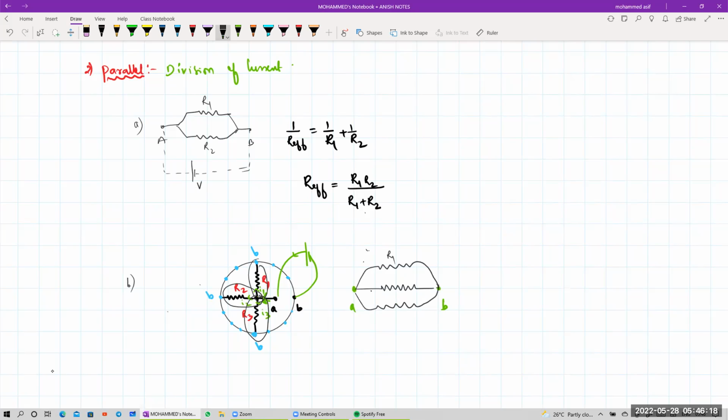More parallel connection. R1, R2, R3, all of them are in parallel combination, isn't it? So 1 by R effective will be equal to 1 by R1 plus 1 by R2 plus 1 by R3. Got the idea? Yes, sir. Sure.